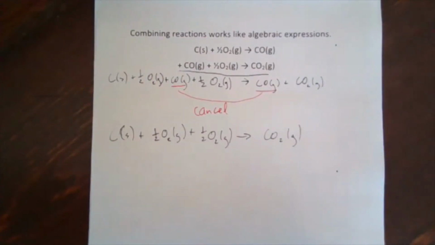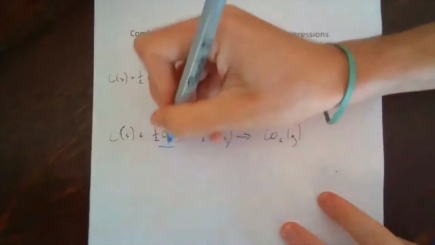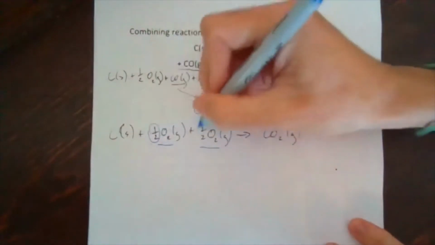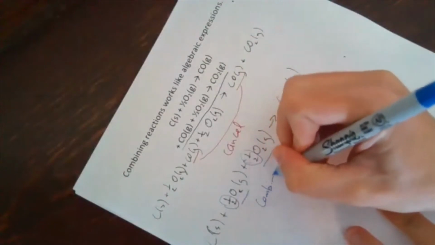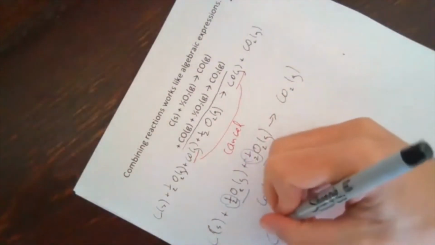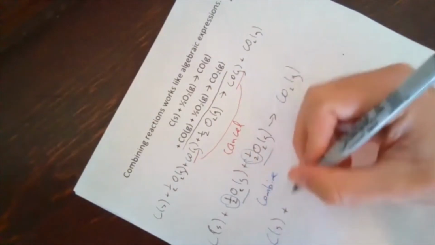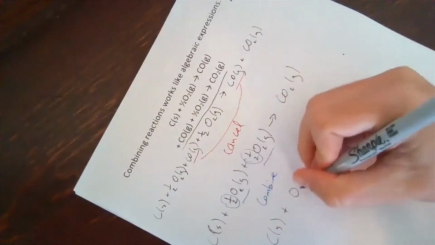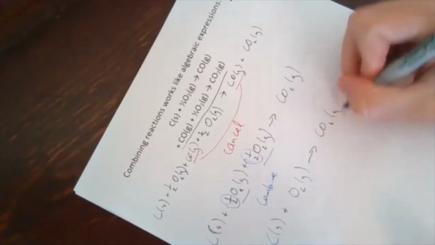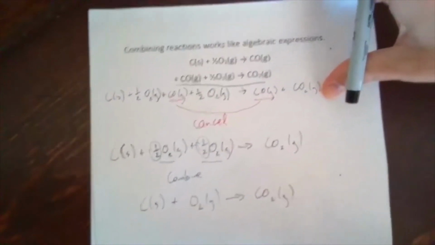And then the other thing we want to do is see that these are the same thing, but they're on the same side of the reaction. So we don't need to cancel them, we instead need to combine them. Those are both 1/2s, which add together to give me 1. So carbon solid plus 1/2 plus 1/2 is 1 O2 gas, gives me CO2 gas.